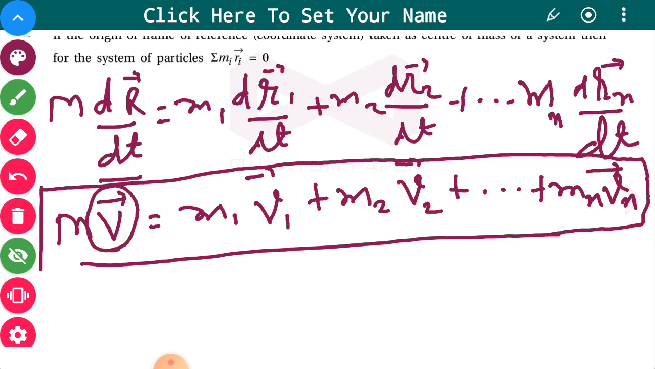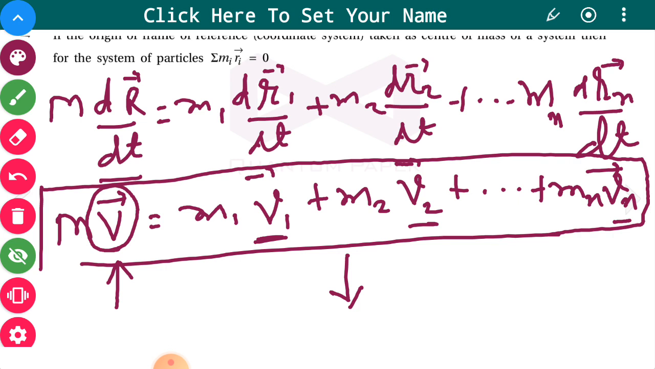Now by using this, if you differentiate again, the differentiation of velocity will result in acceleration, and then you can find the mass into acceleration. So mass into acceleration will give the resultant force acting on the system of particles. That is discussed further.